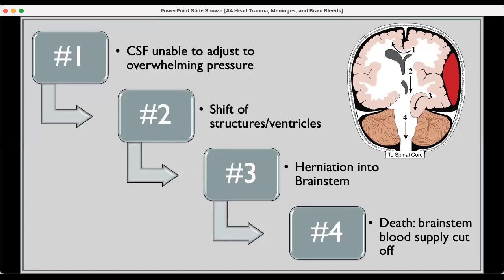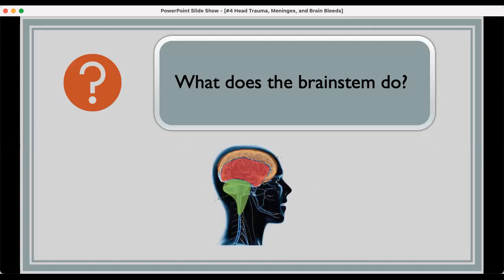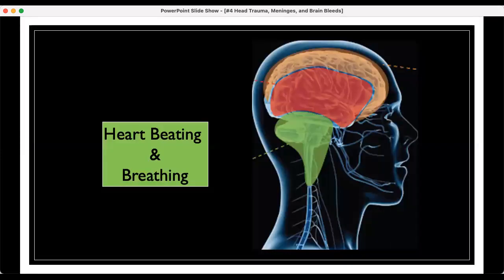So the sequence of events: the cerebrospinal fluid is not able to adjust to overwhelming pressure. The ventricles shift, and then it's called herniation, where part of the brain matter starts pushing down into the brain stem. And the death is from the blood supply being cut off to the brain stem. Do you remember what the brain stem does? Remember, it's the heart beating and breathing. So the heart will stop.